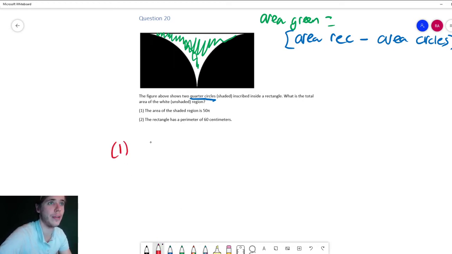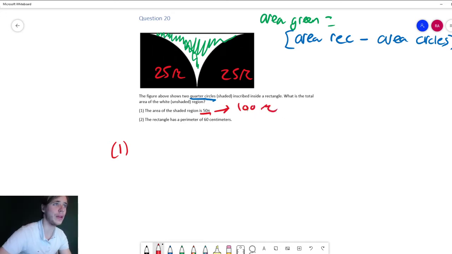Okay, first statement. Is that enough info? The area of the shaded part is 50π. Okay, we know it's two quarter circles, so in total it's a half circle. And that part is 50π. That means this one will be 25π, this one is 25π, and we know the area of a whole circle would be 100π.